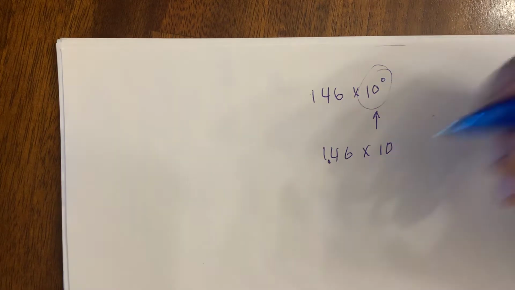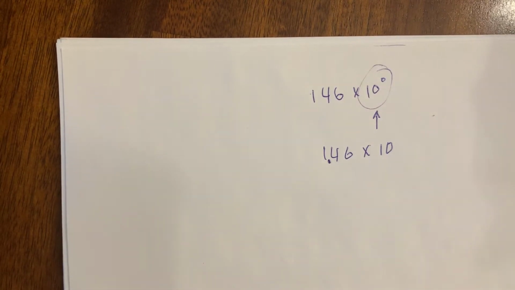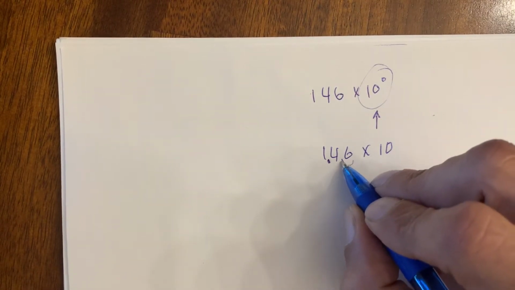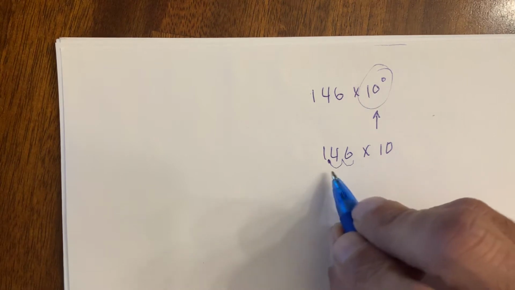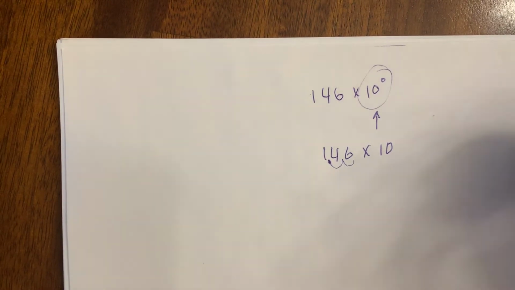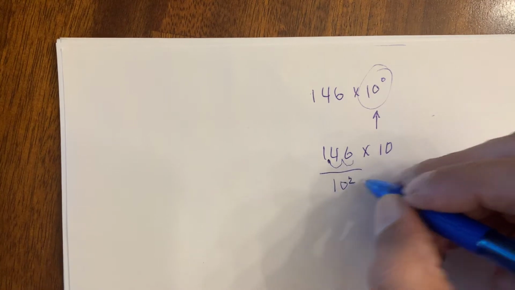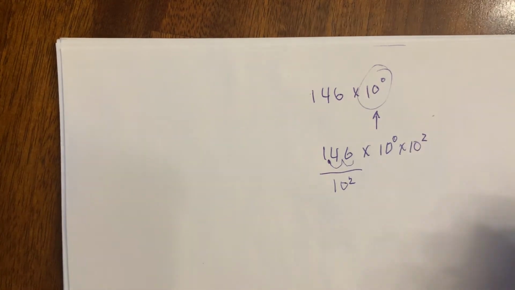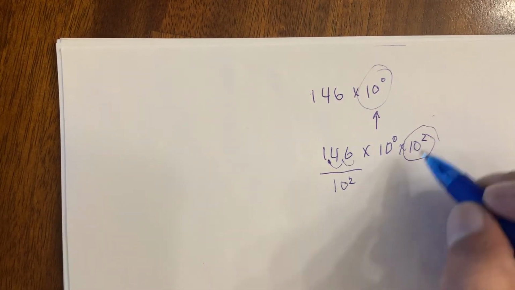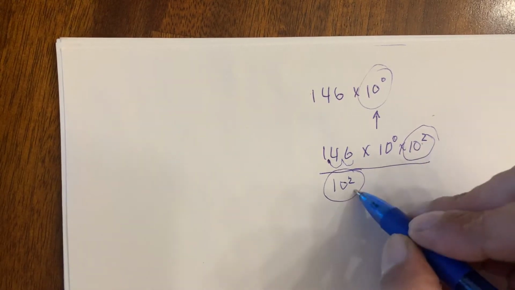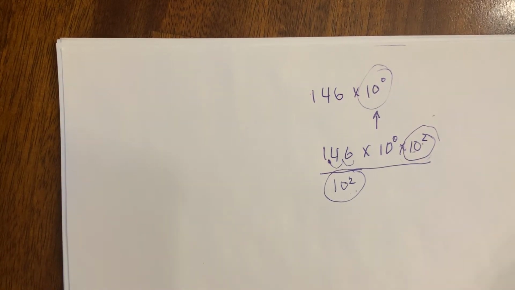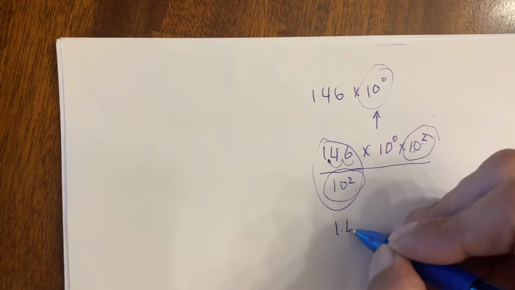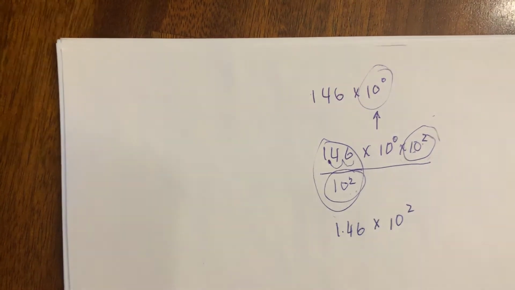Now, we can't just put decimals in there. That just changes the number. So the only way I can make this decimal bounce over to the left is by dividing this by 100, or by 10 to the 2. So I'm going to divide this by 10 to the 2, and I need to multiply this, which was 10 to the 0, by 10 to the 2, so that I'm not doing anything. If you look, I'm just multiplying by this over this, which is just a 1, and multiplying by 1 doesn't change anything. And so that becomes 1.46, and that becomes 10 to the 2.